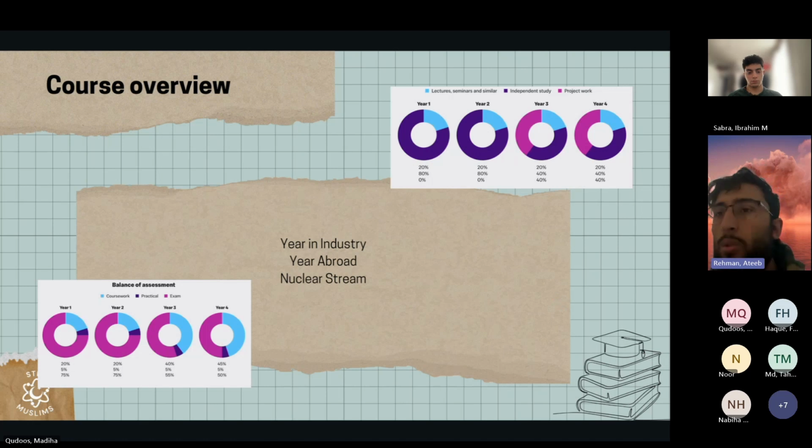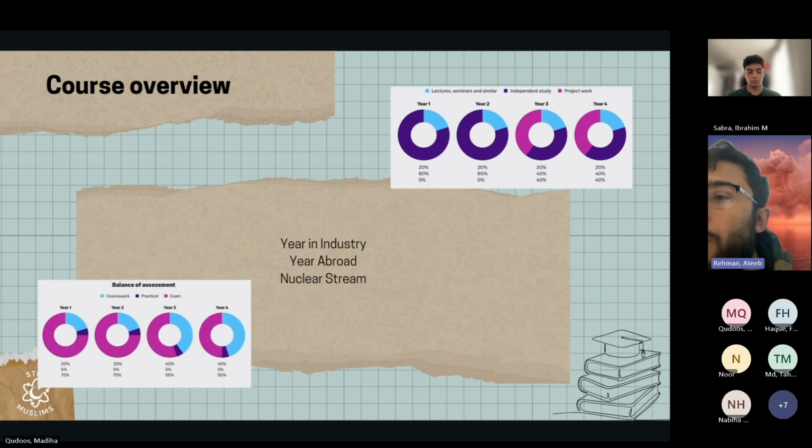Yeah, so a course overview. At the top, you can see a rough split of how you're taught. Like I said, it's mostly independent study. In first and second year, it's 80% independent study. You have to do a lot of self-teaching, YouTubing and Googling and asking around. In third year, you get a group project. In fourth year, you get a single individual project that counts towards your final degree. Even in first and second year, there are smaller projects, but not on the scale of third and fourth year.